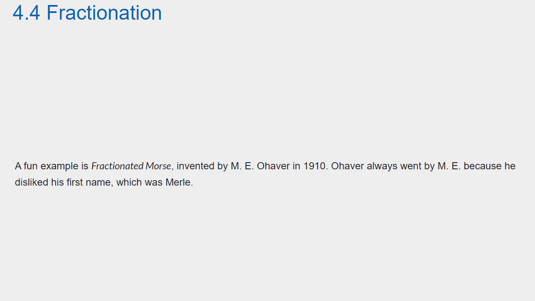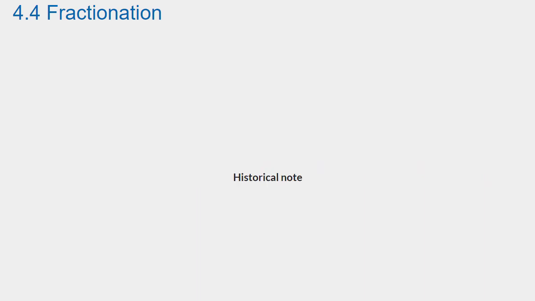A fun example is fractionated Morse, invented by M.E. O'Haver in 1910. O'Haver always went by M.E. because he disliked his first name, which was Merle.